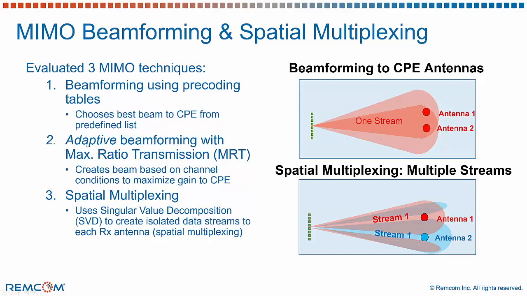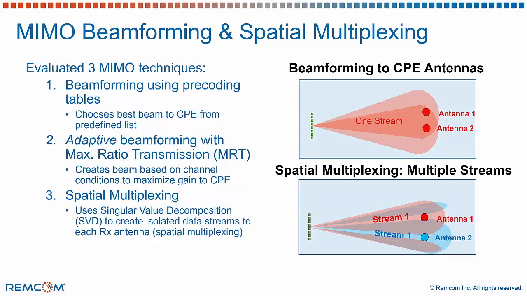The second type of beamforming is adaptive beamforming using maximum ratio transmission. This creates a beam based on the channel conditions to maximize the gain to any particular position. This requires the base station to have good channel state information, so in practice there can be some challenges with this.